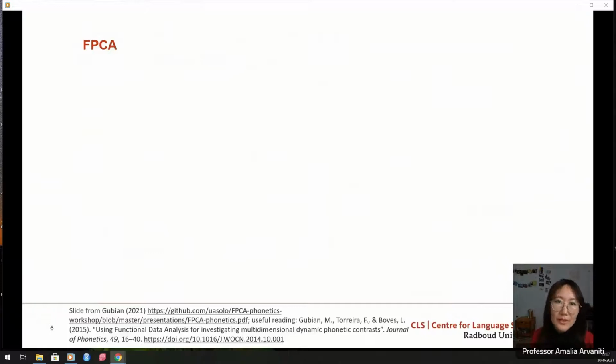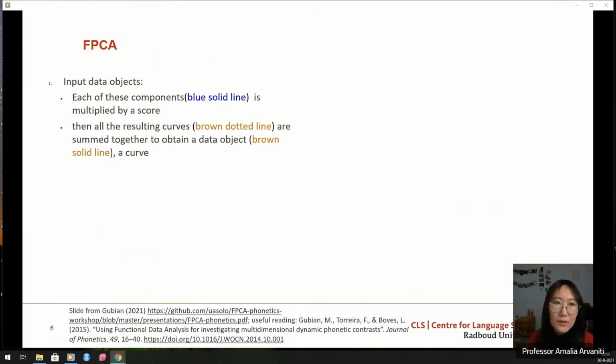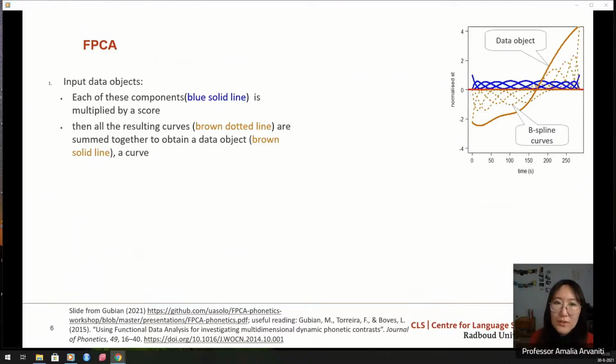To give you a better idea about FPCA, I'll very briefly introduce the maths and general procedures behind FPCA. It is by no means enough to understand it all, so here are some useful resources that you can read to learn more. First, the input data objects. Each of these components, blue solid line, is multiplied by a score. Then all the resulting curves, the brown dotted lines, are summed up together to obtain a data object, which is the brown solid line.